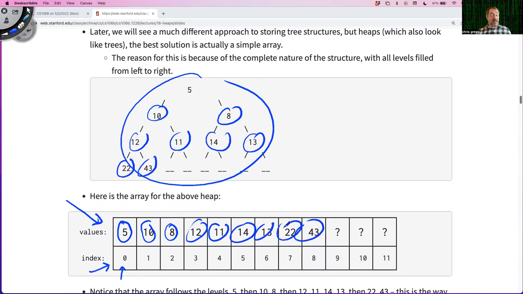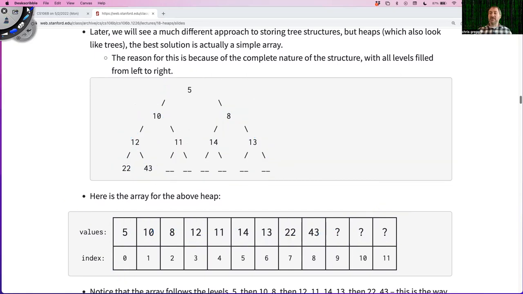This is one of the reasons that an array works great, because it's filled in the way that it is. All of these ones are empty, but guess what? Everything after the 43 here is also empty. So an array is one of the best ways to store a heap. So it's kind of cool.